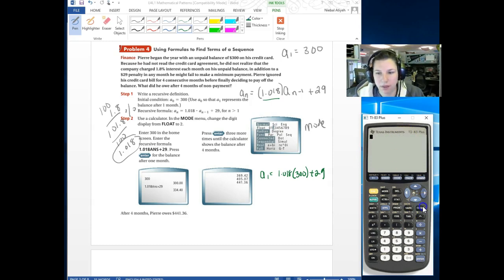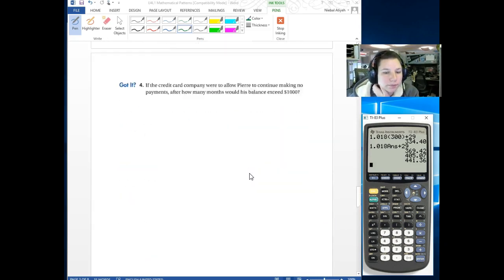Oops, I typed in 311 instead of 300, making him pay more than he needs to. 300. Okay, so there's your first payment, and then we're going to do the same thing again. Multiply that answer. Second payment, third payment, fourth payment. So that will help you shortcut the calculations.